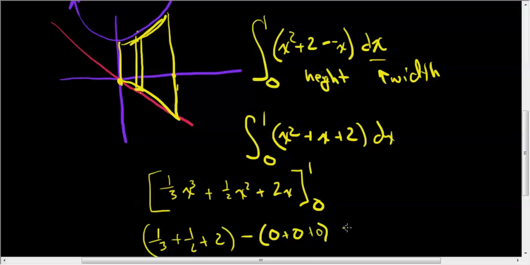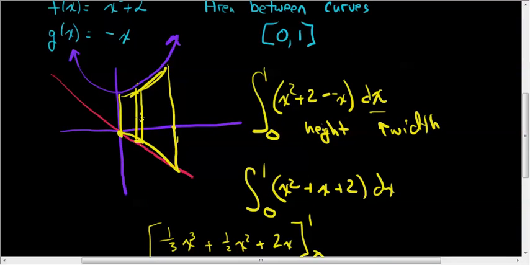I don't really have to do that, but I'll do that for you. So 1/3 plus 1/2 plus 2 is 2 and 5/6. All right, so that's the area, 2 and 5/6 square units. That's the area where my height is the upper function minus the lower function. My width is dx.